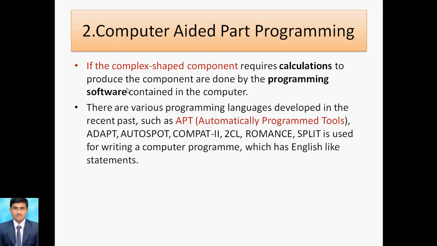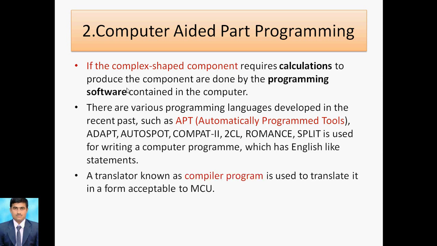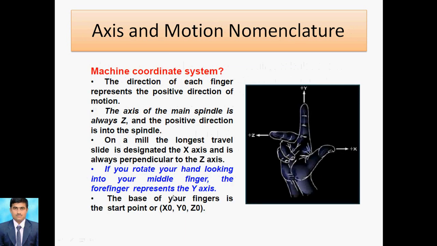Here the various programming languages available are APT, that is Automatically Programmed Tools, then ADAPT, then AUTOSPOT, then COMPACT II, 2CL, ROMANCE, then SPLIT. This is software used for the computer program, which has English statements. So this is the scheme for computer aided part programming. Here we require a compiler program to translate it into an acceptable MCU, that is machine control unit. Now we focus on the axis and motion nomenclature.